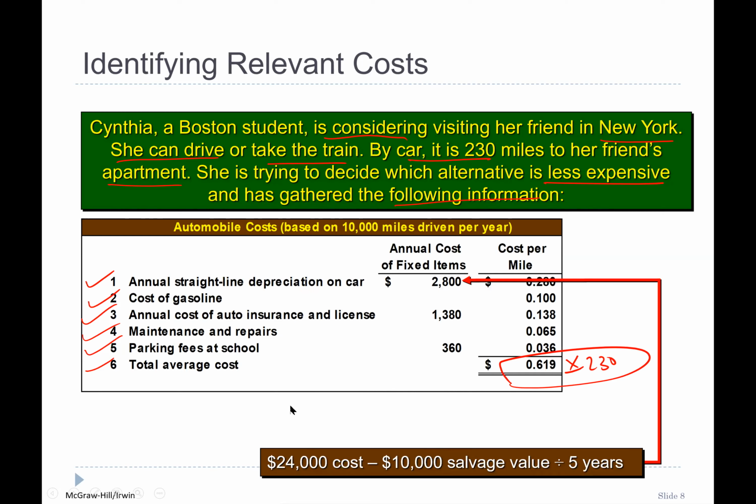So where this annual depreciation came from is just, they have given the information here that the car is for 24,000 and it can be sold at 10,000 after 5 years. So 24,000 minus 10,000 divided by 5, answer is 2,800, right? And that is annual, per year.